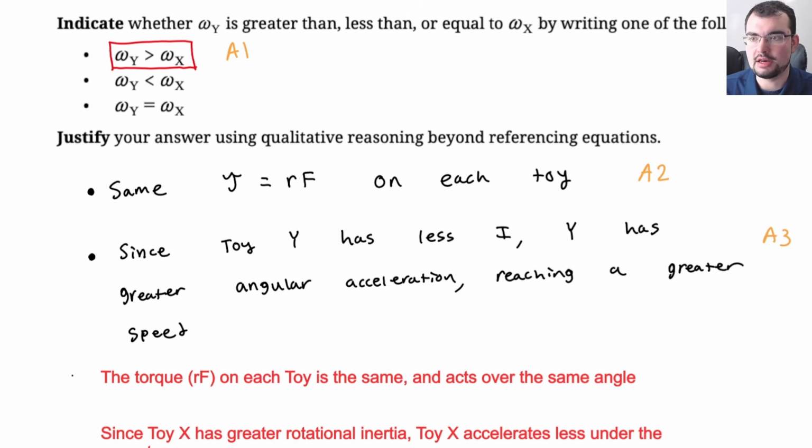So the work done is the same on both toys, and that's getting turned into kinetic energy. But if you have more inertia, that means you can create the same kinetic energy with a lower rotational speed. So there's definitely an argument that says K equals 1/2 I omega squared. And if K is constant, if you have increased rotational inertia, your angular speed must decrease to compensate.